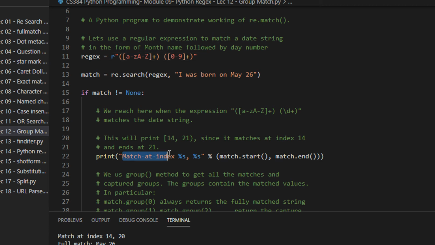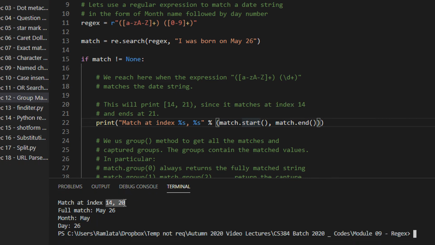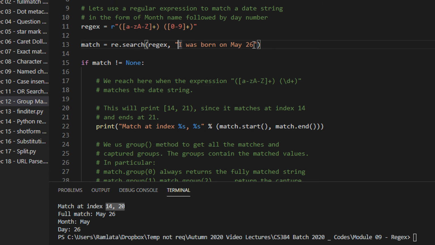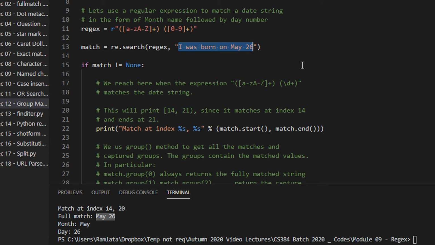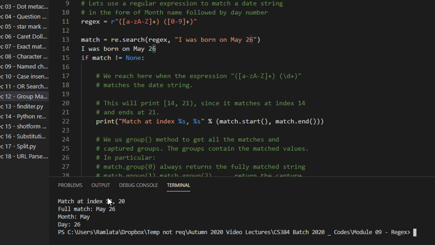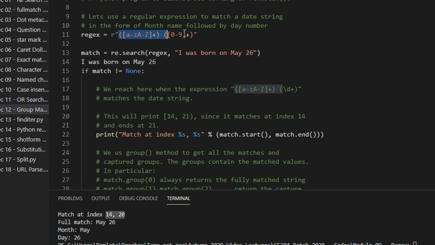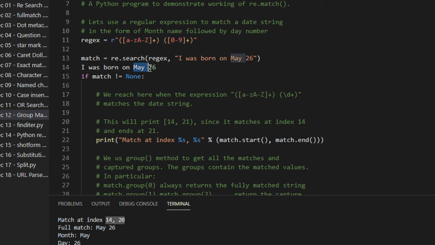First of all, whenever the index is matched, there are two methods called match.start and match.end. Basically, these show me the index from where to where the matching has taken place. And again, the indexing begins at 0. My matching is May 26. So counting in this string: 0, 1, 2, 3, 4, 5, 6, 7, 8, 9, 10, 11, 12, 13, 14. See, 14th is the M of May. Then 15, 16, 17, 18, 19, and 20th. So from 14 to 20 is the pattern that has matched, which is nothing but May 26th.